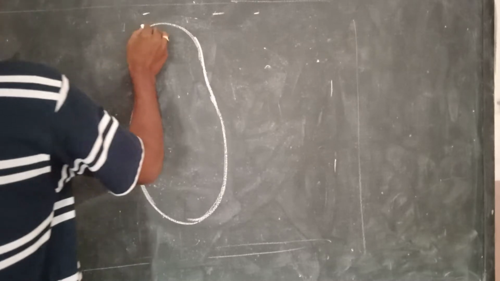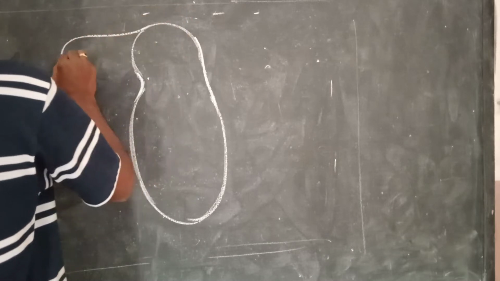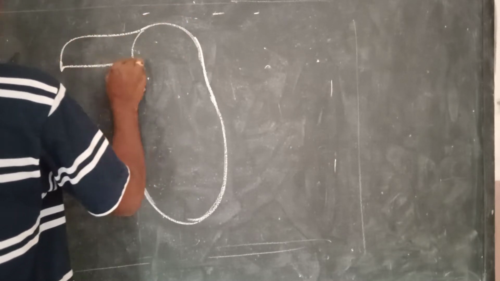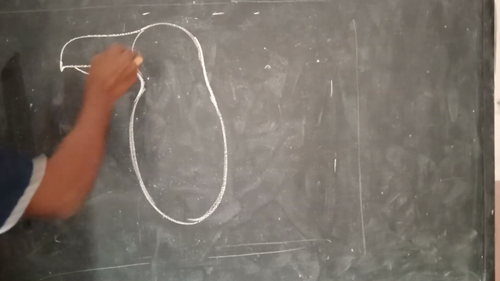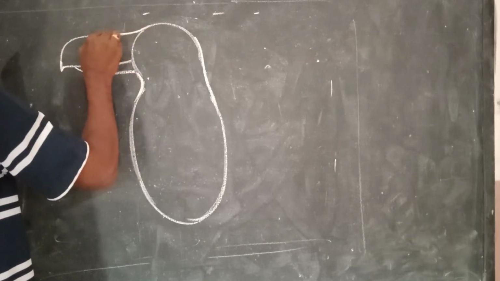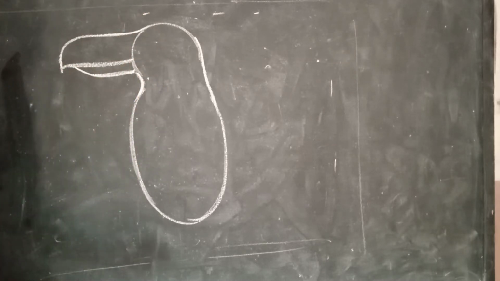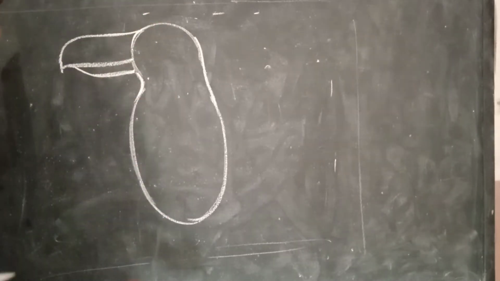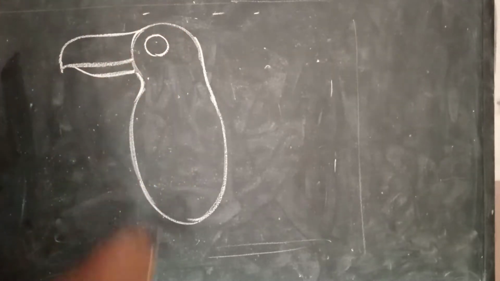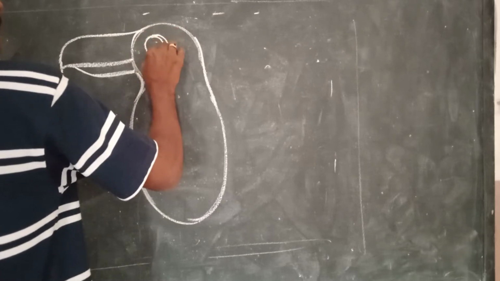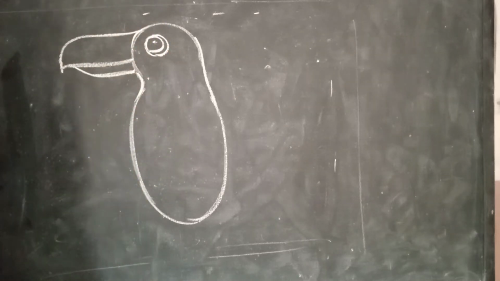Next here, this is the beak of the bird. In an easy way we can draw this. See, once again I am showing here, this is the beak. Now next here, one small circle I have taken, and one more circle inside, like an eyeball. This is the bird's eye.